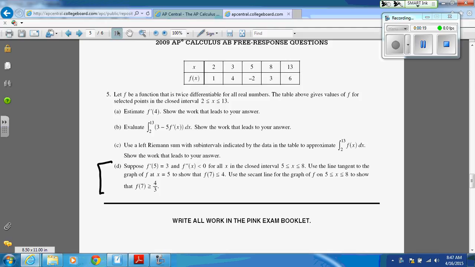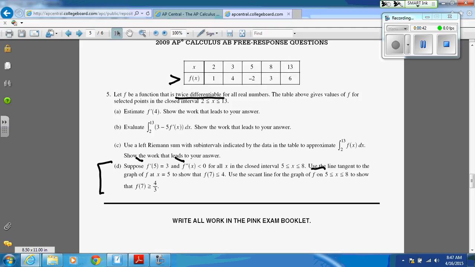We are given information about f in a table, and we're told that it is also twice differentiable, which implies, of course, that it is continuous. And we are told this information as well, that f prime of 5 is equal to 3 and f double prime is less than 0 in this closed interval. And now they tell us to do two things.